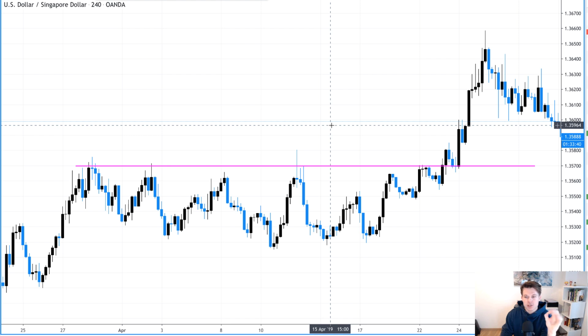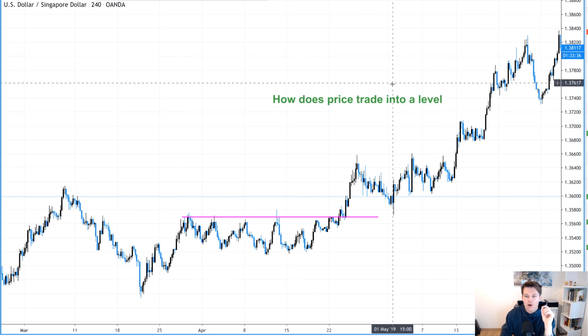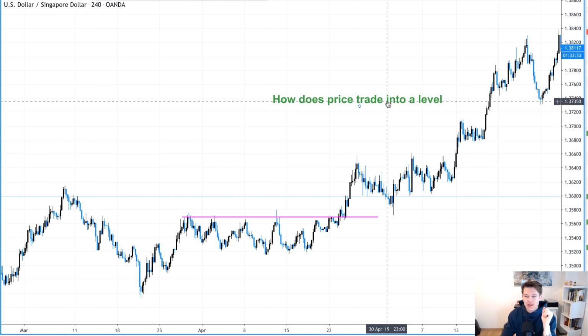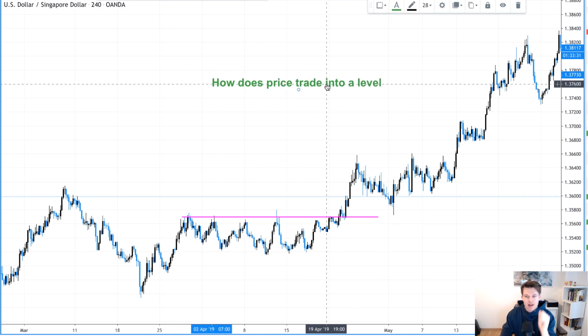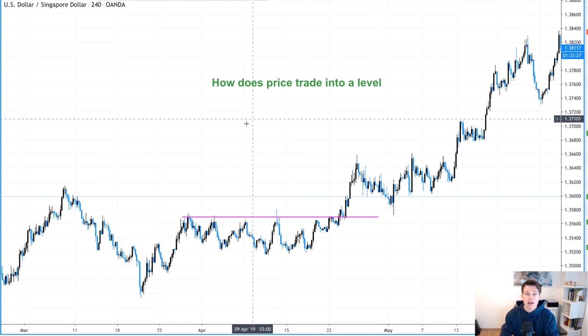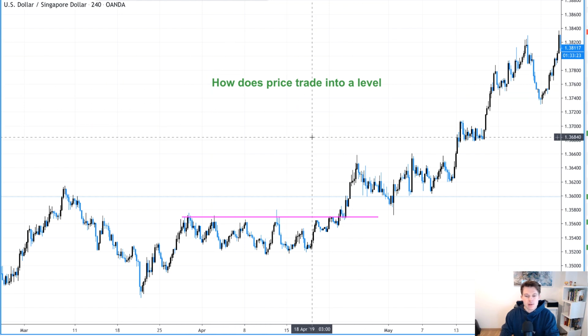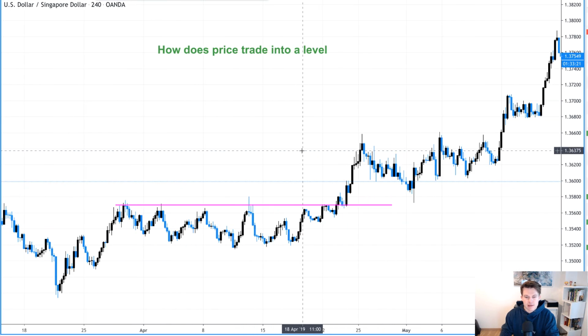And the question that we need for this is, how does price trade into a level? This is a question and a concept that you should always keep in the back of your mind, because once you realize this concept, you will be able to read charts in a very different manner.